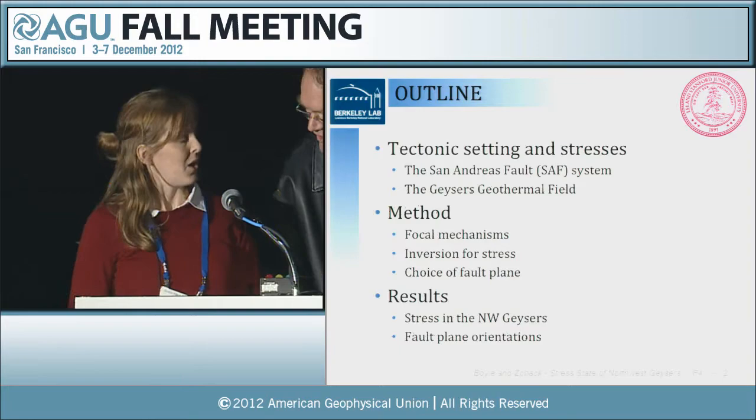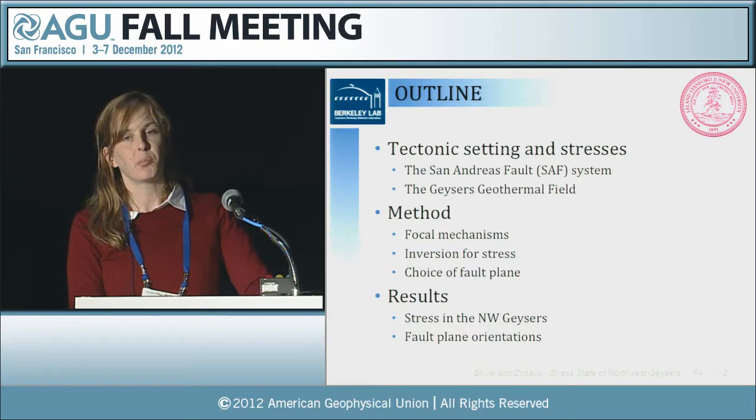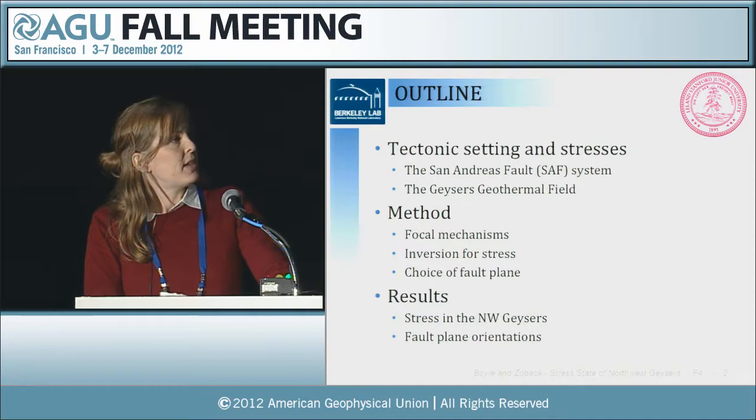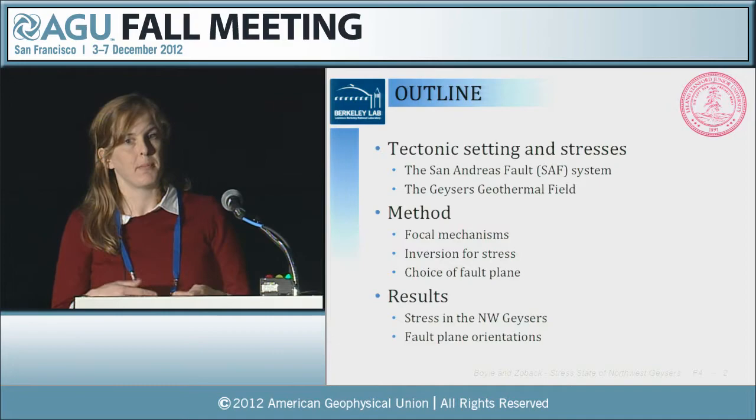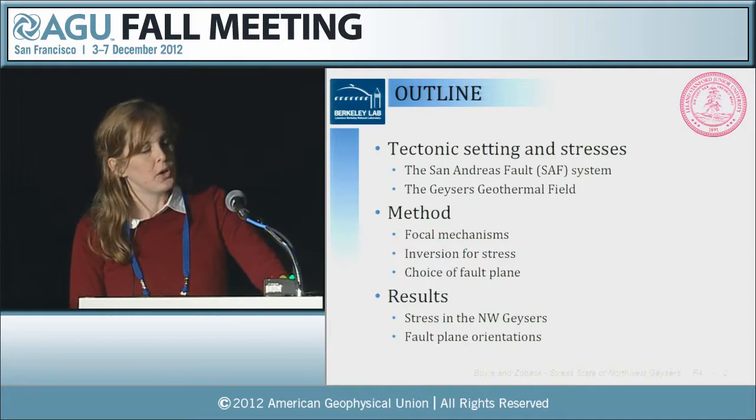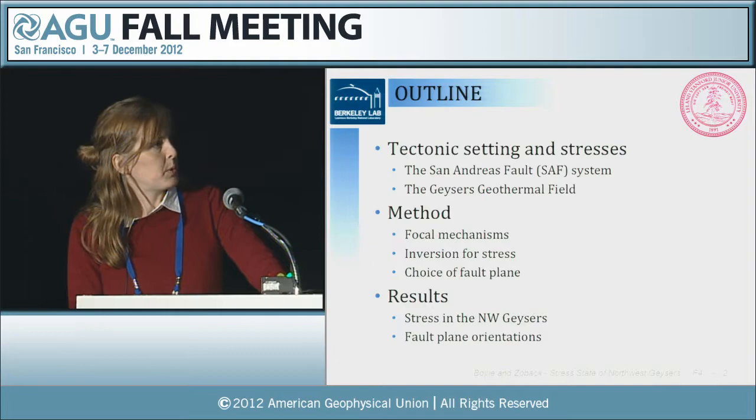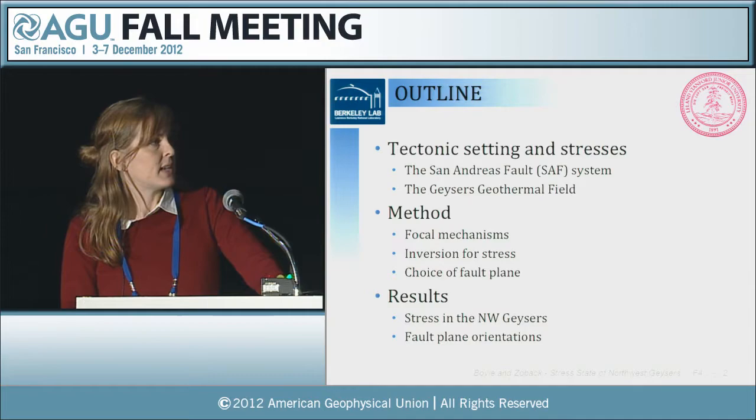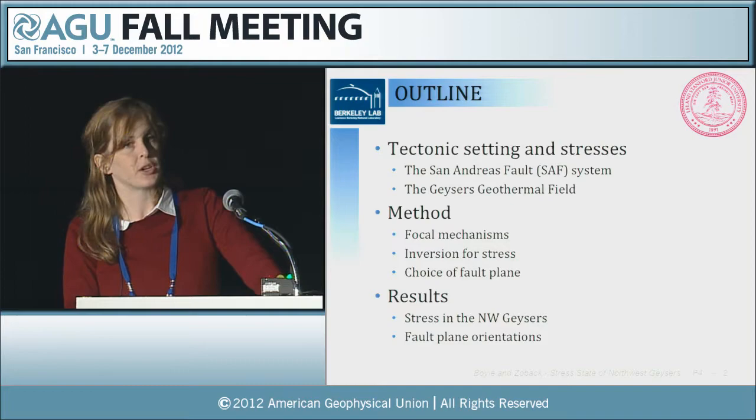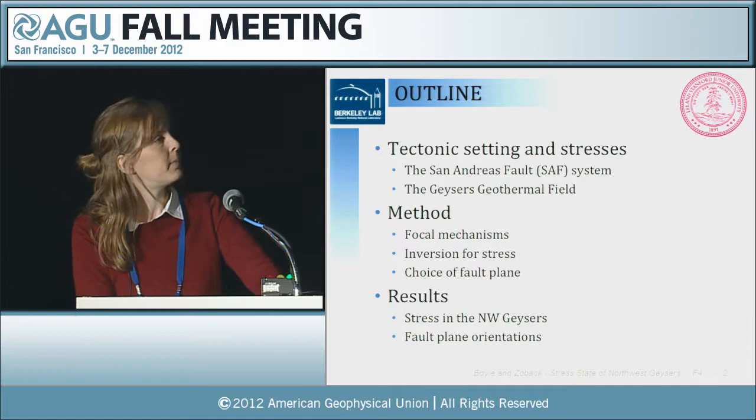Okay, so just a rough outline. First, I'm going to do a very brief introduction to the tectonic setting of both the San Andreas Fault System, with which I'm sure everyone here is familiar, and the Geysers field. The method is pretty straightforward, and I think this talk is really about a simple and very easy way of using microseismic data to understand the stresses, as long as you have enough microseismic data. I'll briefly show some of the focal mechanisms that we got. I'll explain the method for inverting for stress, and how we decided which of the two nodal planes from the focal mechanism was the most likely fault plane. Then I'll go over the results and show you the stresses and the preferred fault plane orientations that we obtained for our study area.